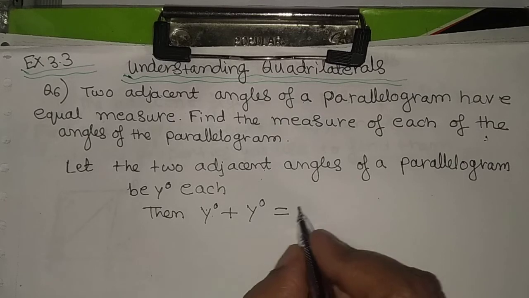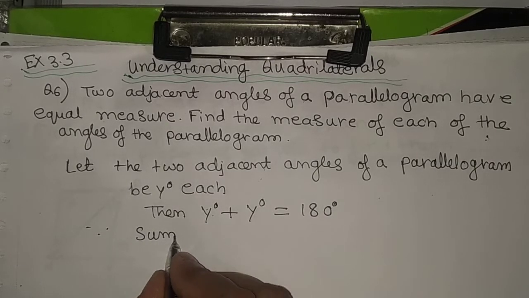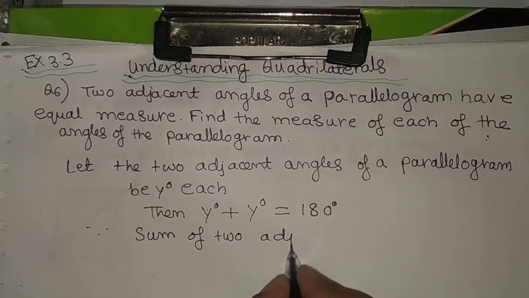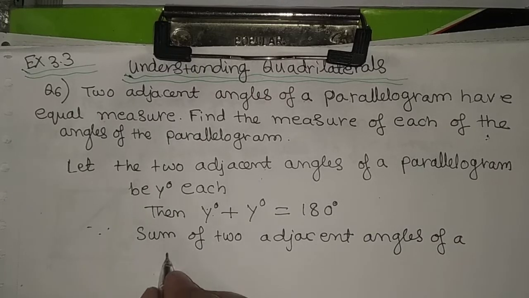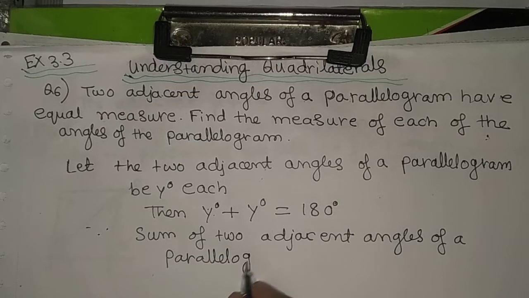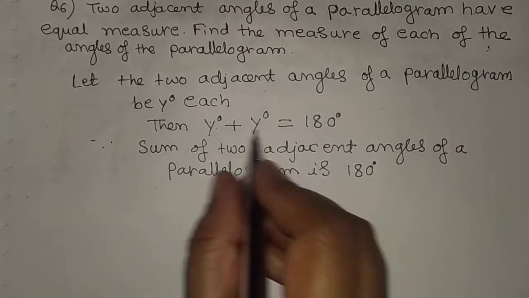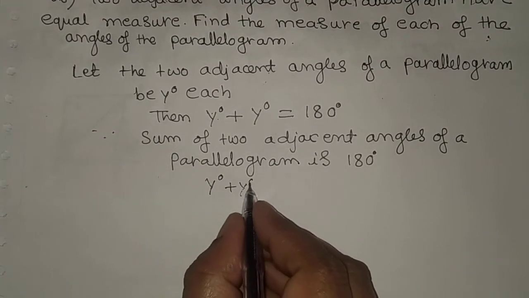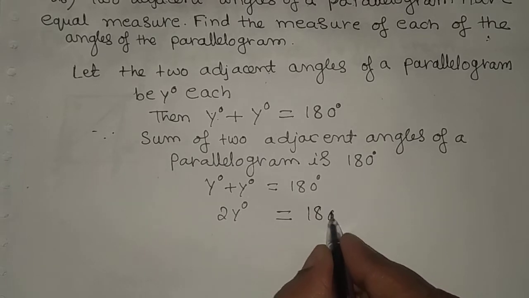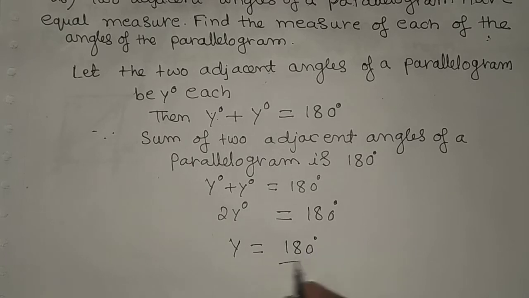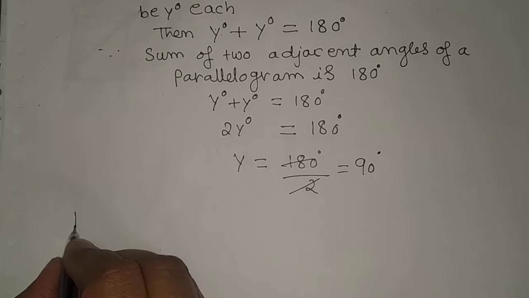The sum of the adjacent angles of a parallelogram is equal to 180 degrees. So we can write: the sum of two adjacent angles of a parallelogram is 180 degrees. Therefore, y degrees plus y degrees is equal to 180 degrees. Adding, this becomes 2y degrees equal to 180 degrees. Then y is 180 divided by 2, which is 90 degrees.